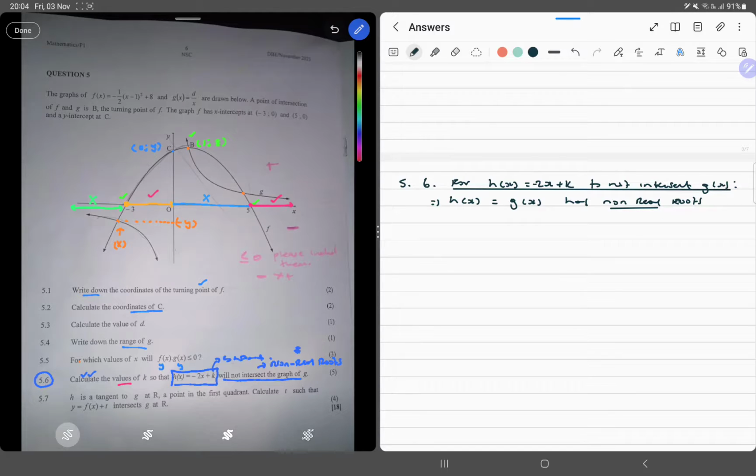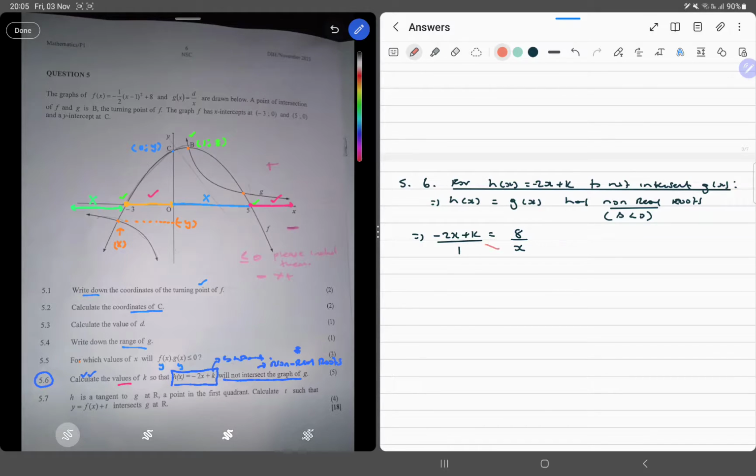So non-real roots, what do you know about non-real roots? It means the discriminant must be less than 0. So these are the things you need to think about. Sometimes these questions are not that difficult. It's just a matter of understanding what course of action you should take. So let's proceed. We can say this implies h of x, which is -2x plus k, equals g of x. We found out that g of x is 8 over x.